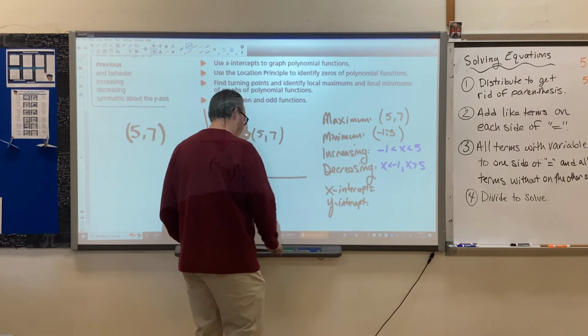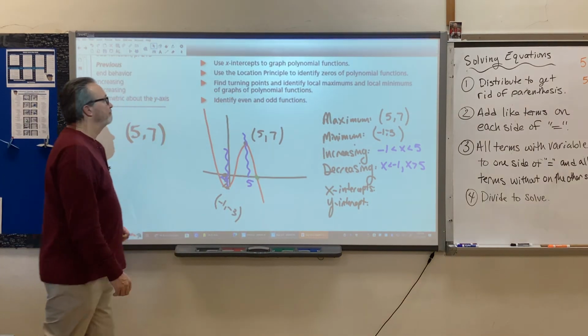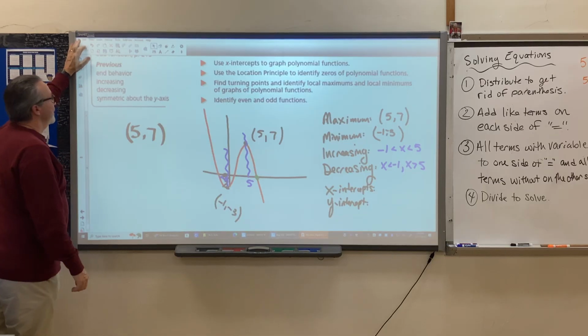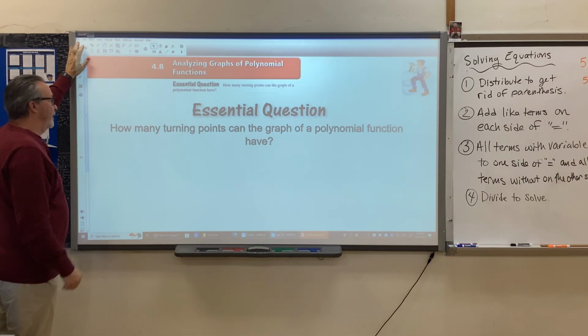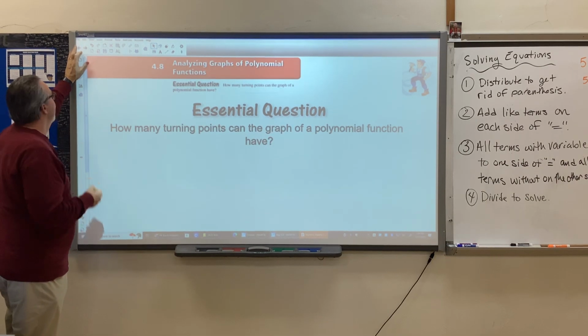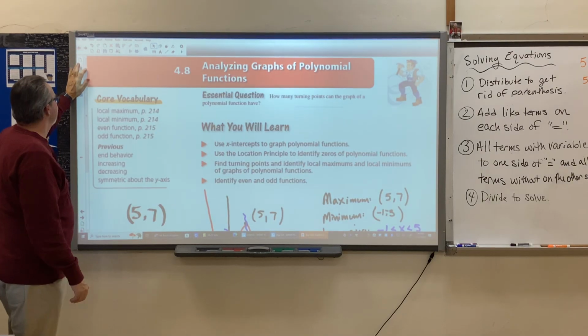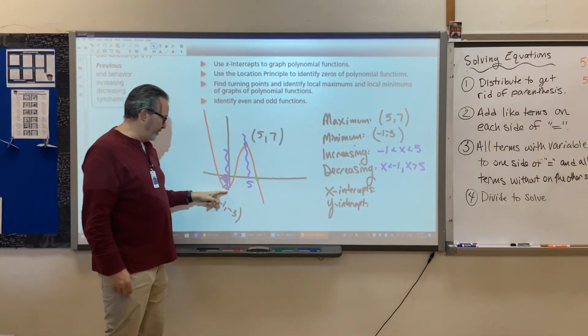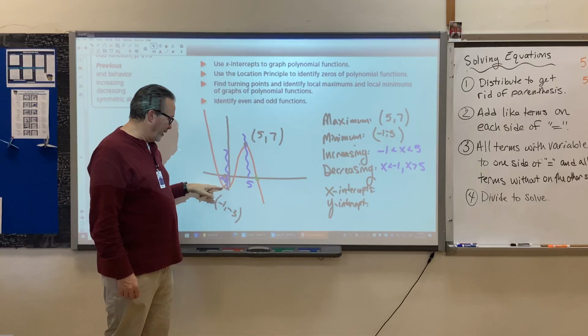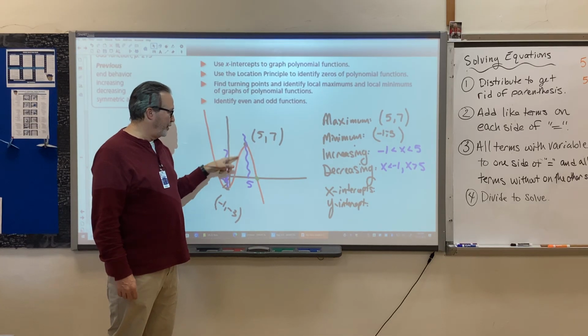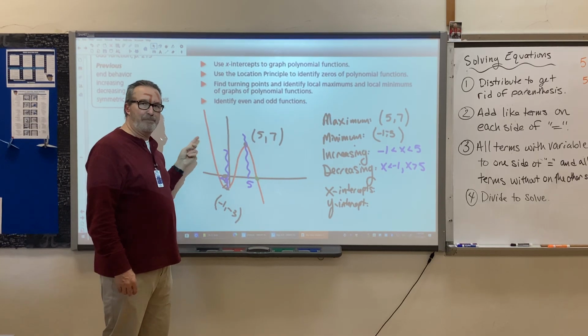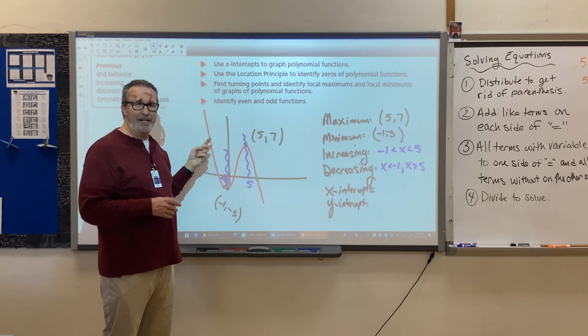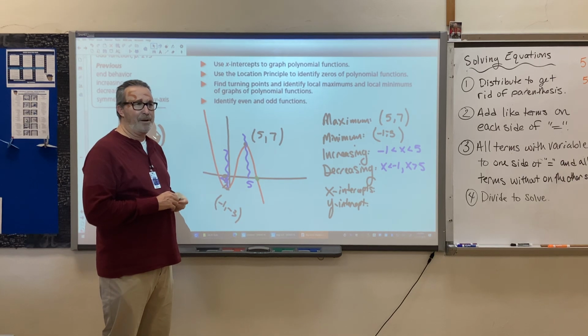Another thing to notice. All right? I guess that's all I'm going to talk about today. How many turning points? So a turning point is like this. So this is one turning point, and that's another turning point. Do you know what the degree of this graph is? What's the degree of the polynomial, do you think?